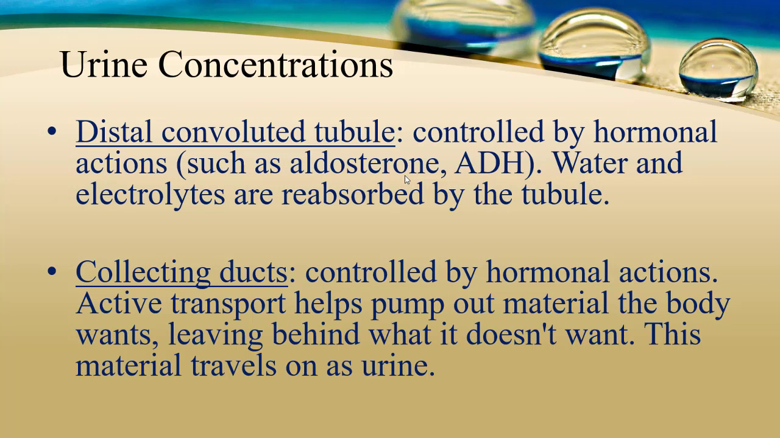All right, next part will be the DCT, the distal convoluted tubule. This is controlled by hormonal actions like antidiuretic hormone and aldosterone. Water and electrolytes are going to be reabsorbed by the tubule here. That will take you to the collecting ducts. These are also under hormonal control. And here active transport will help pump out any material that the body wants, leaving behind what it doesn't want.